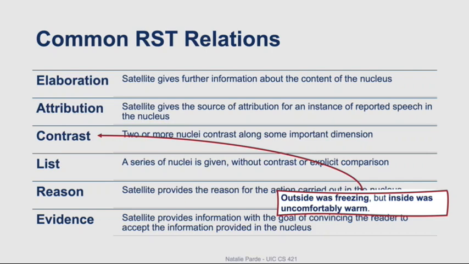A contrast is a case where rather than there being a nucleus and a satellite, there will be two nuclei or possibly even more. Specifically, a contrast is used to show how the two nuclei differ along some important dimension. In the example sentence here, the two nuclei, "outside was freezing" and "inside was uncomfortably warm," differ in terms of temperature.